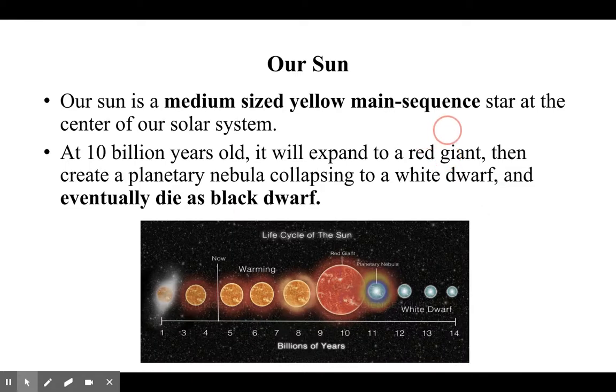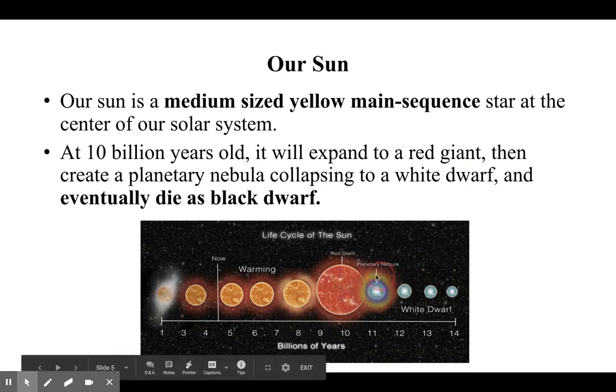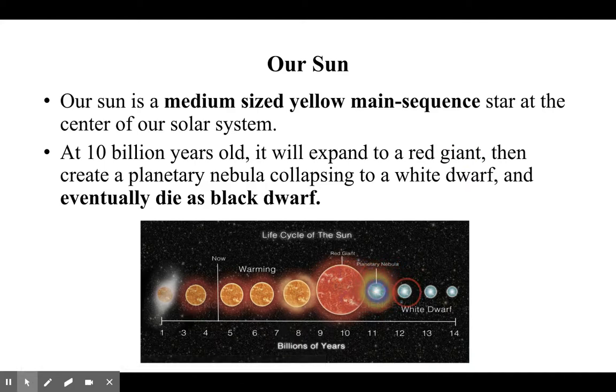So our sun, remember, is a yellow main sequence star, although some say it's a white main sequence star or a yellow-white main sequence star. But overall, it is the class for the yellow stars. It's already 4.5 billion years old, and when it turns 10 billion, it will expand to a red giant, like we talked about last week. Then it'll form a planetary nebula, give off the gas, and then we'll have a white dwarf left, and eventually maybe a black dwarf.